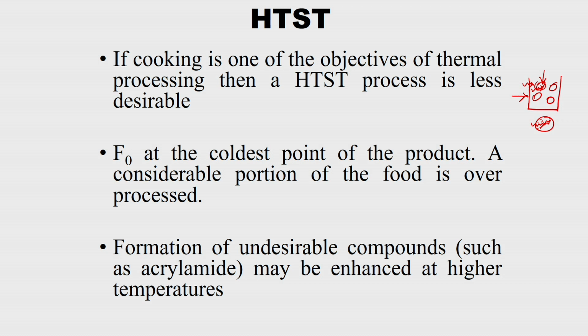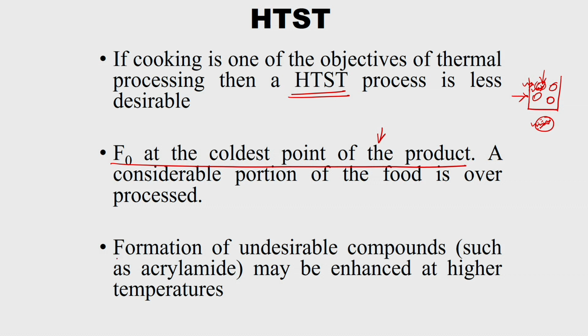So, if cooking is one of the objectives, then going for HTST is less desirable, because at that high temperature one part of the food is overcooked and the other part is not cooked. Not cooked in the sense that it is either at the desired temperature or maybe lower than the desired temperature. The F0 at the coldest point is taken into account while I am deciding the time, right. F0 is nothing but a time. If I decide the time so that my coldest point also reaches the target temperature, then the remaining portion would be over processed.